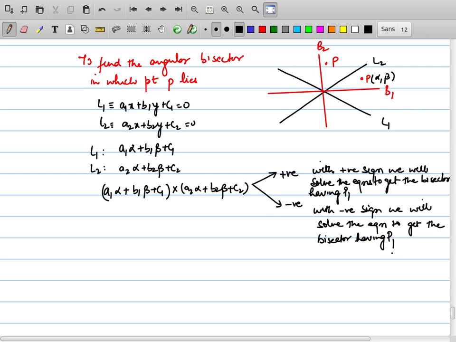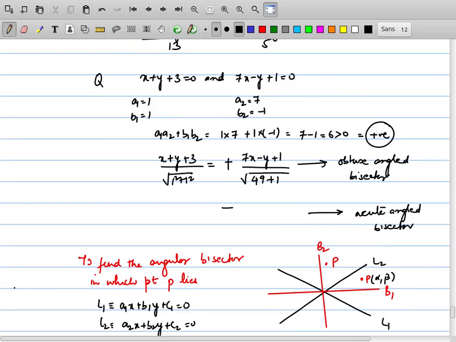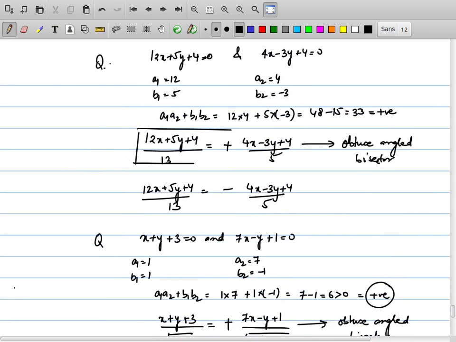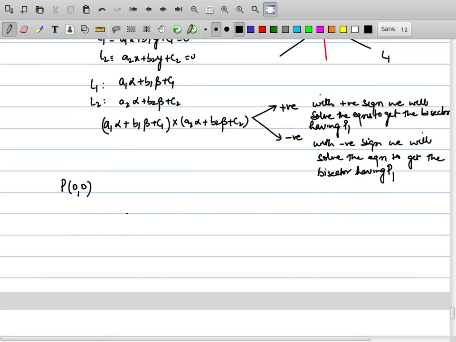For example, let's say P is (0, 0). I want to know the bisector. We'll take the same question as we were doing. Let's say 12x plus 5y plus 4 equals 0, and 4x minus 3y plus 4 equals 0. These were our two lines. We will have two bisectors. We want to find out the bisector which contains this point, that is the bisector in which (0, 0) lies.